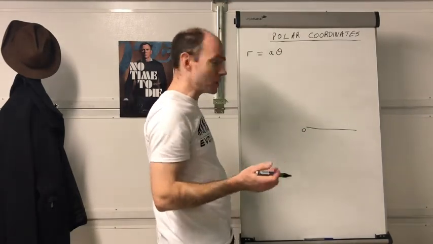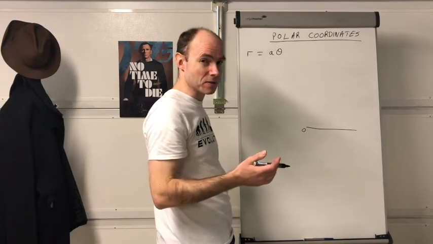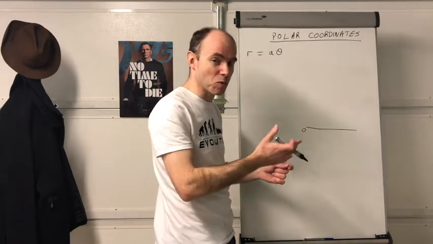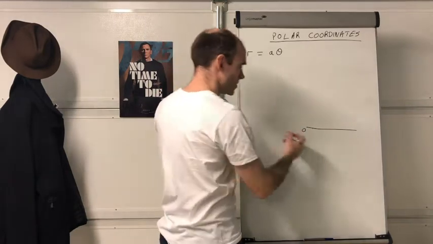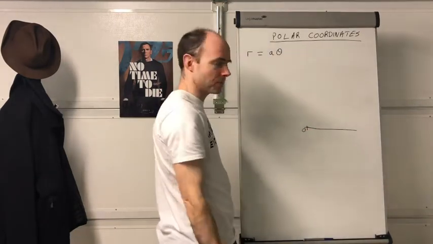What you normally do, if you're not too sure, is draw out a table of values. Okay, but I'm going to do that in the next example. With this one, I'm just going to talk you through it. Okay, when theta is 0, r is 0, isn't it? So it's there. Simple.